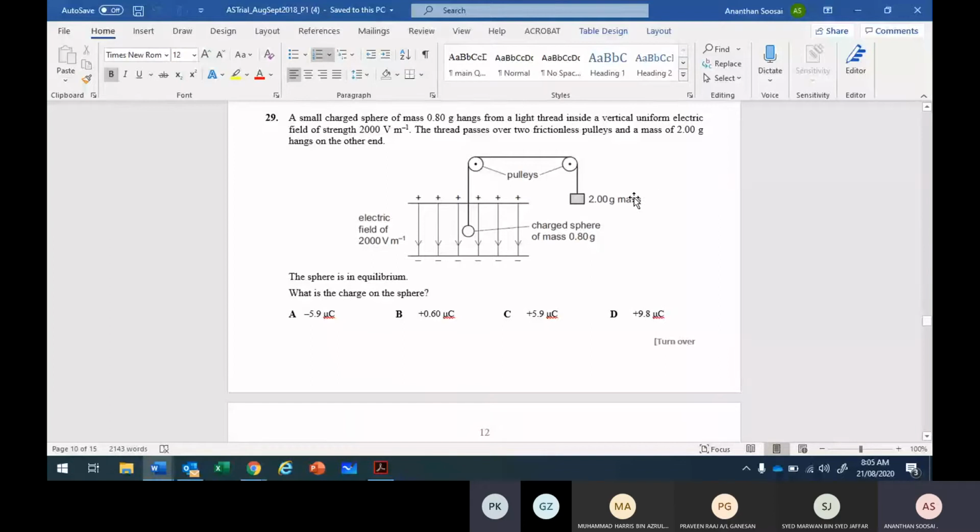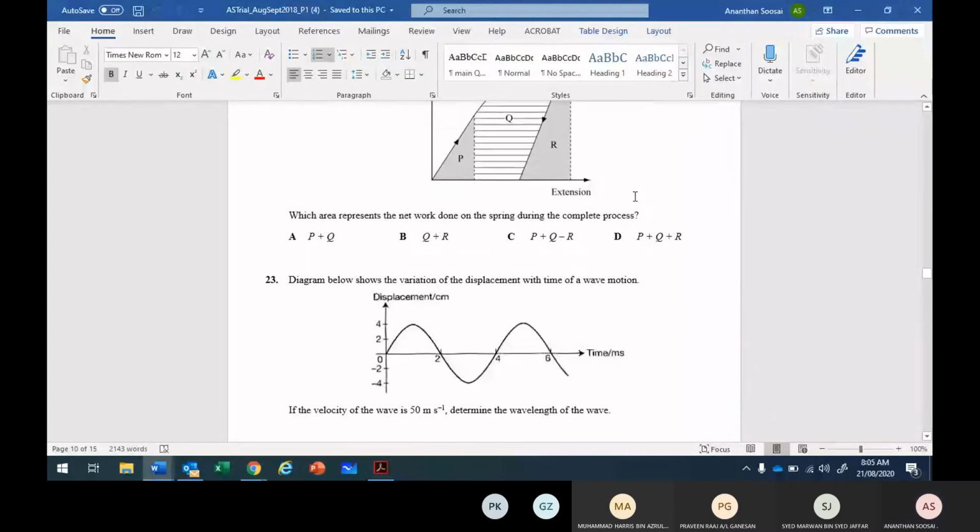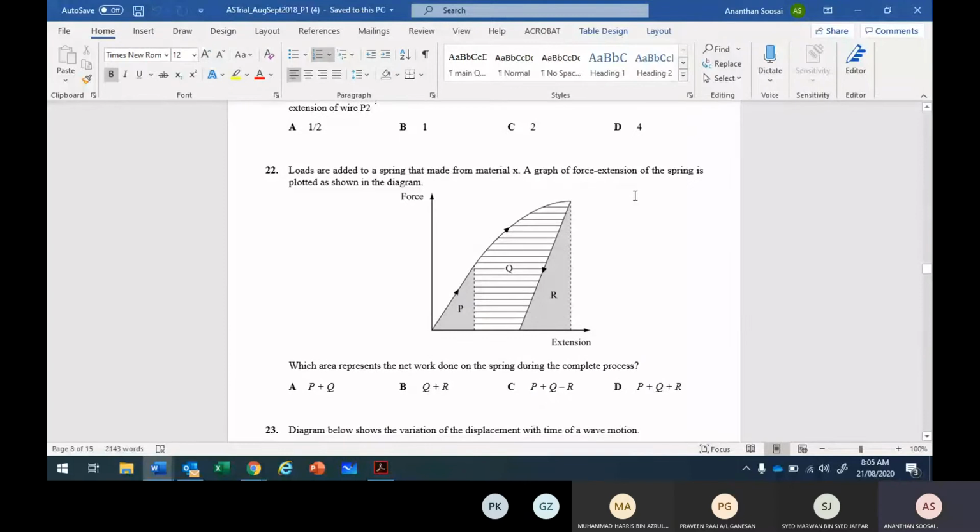Question 22. Okay, so deformation of solid.